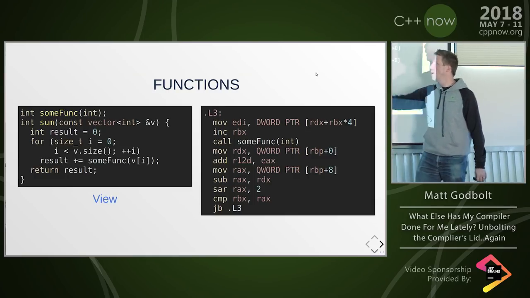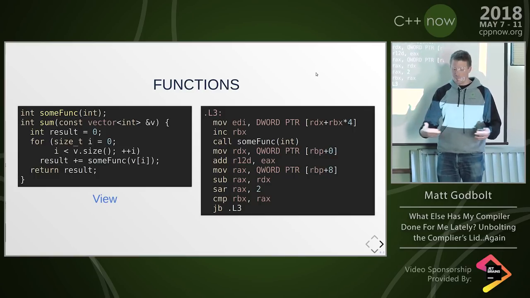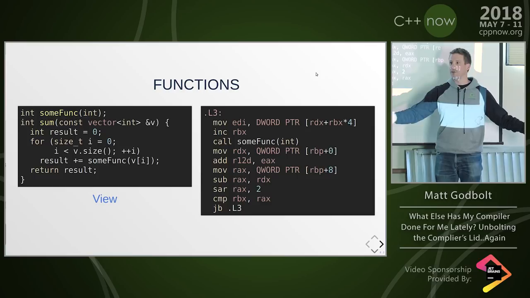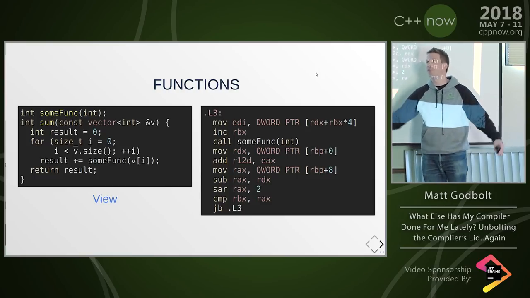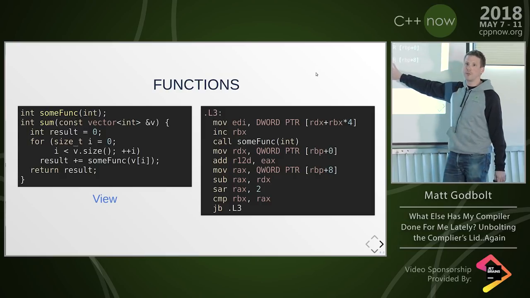And whereas before, it had hoisted v.size out of the loop, and then afterwards it went, well, given that I'm iterating a certain number of times over, I can now walk my pointer forwards. Now it can't do most of those optimizations, so we've suddenly got this huge pessimization.